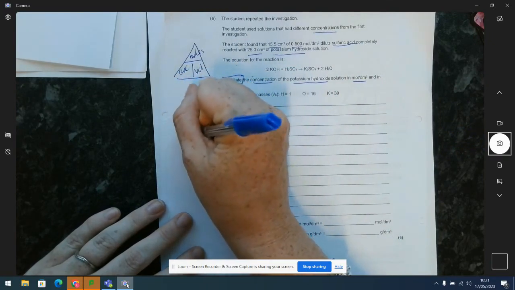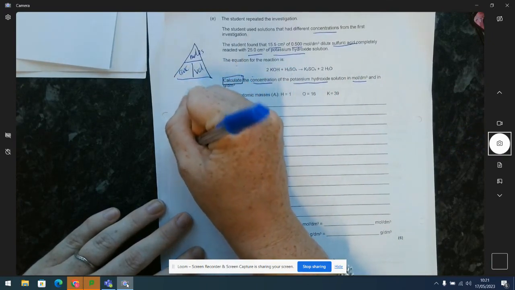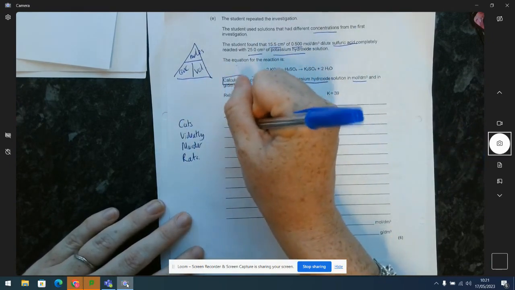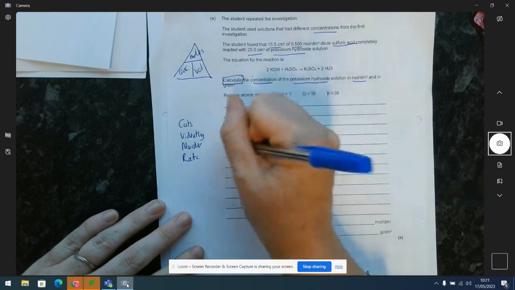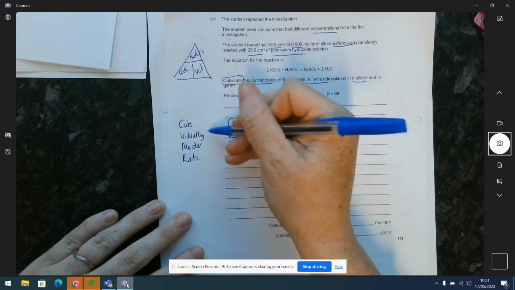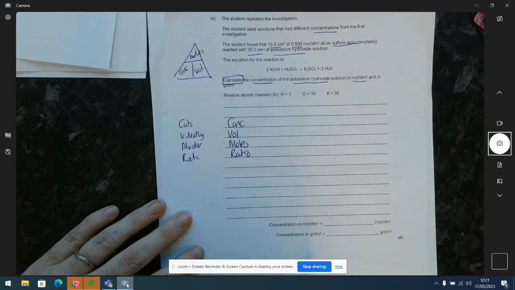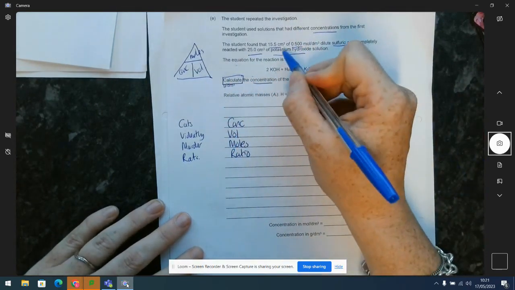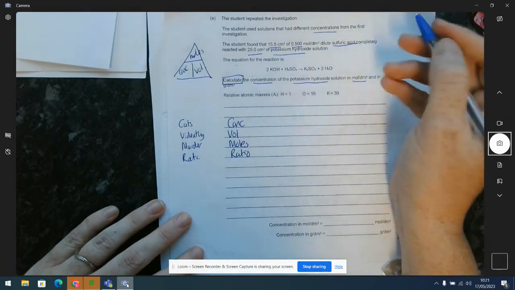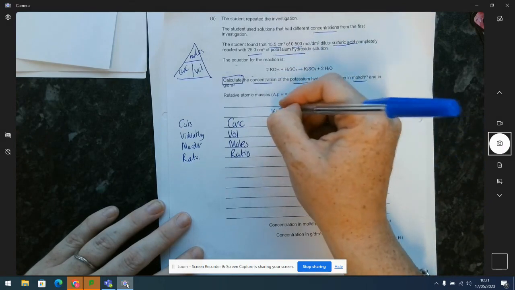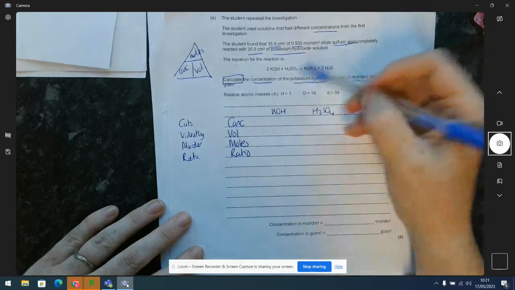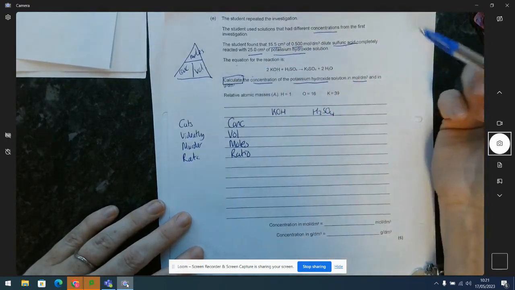Cats violently murder rats. Okay, so that is concentration, volume, moles, ratio. So that's my tick list of things I've got to make sure I write down. It says that you're looking at sulfuric acid and potassium hydroxide from the question. So there's potassium hydroxide and there is sulfuric acid. So now I'm going to use the question to fill in my table.